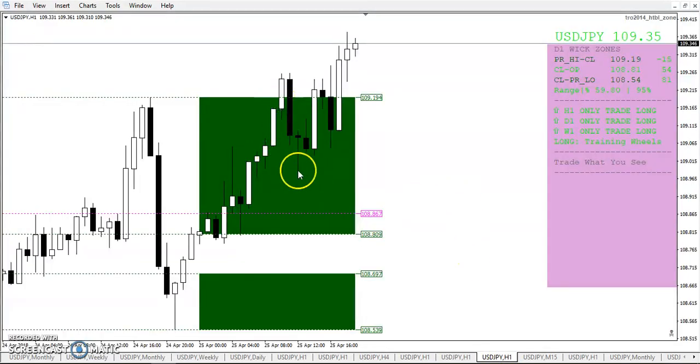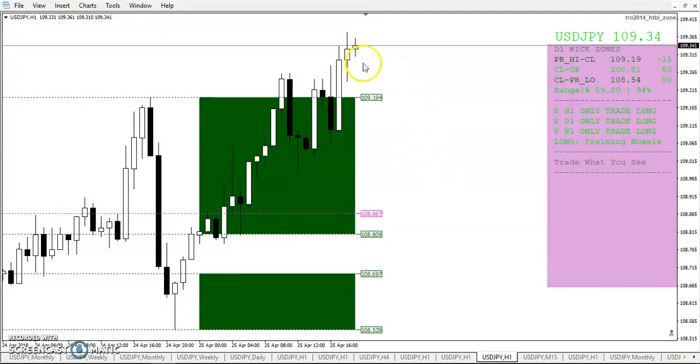And here we go, the wick zone. Price doesn't like staying in the wick zone. Maybe I should just put that on the bottom or on the top so I don't have to say it every day. But, you know, repetition is the mother of skill, and that's what we want to do in trading: we want to repeat profitable trading practices.